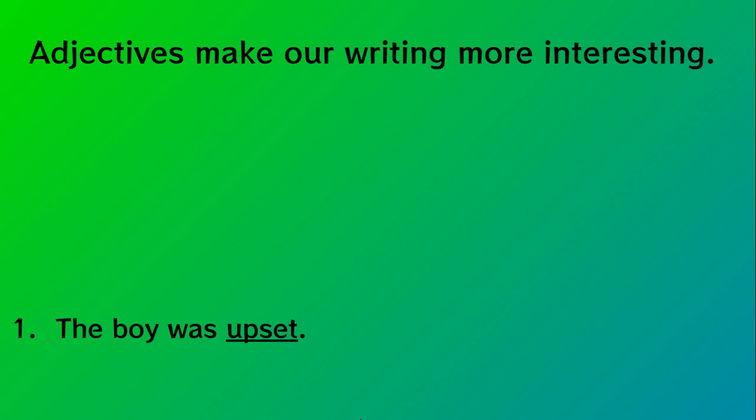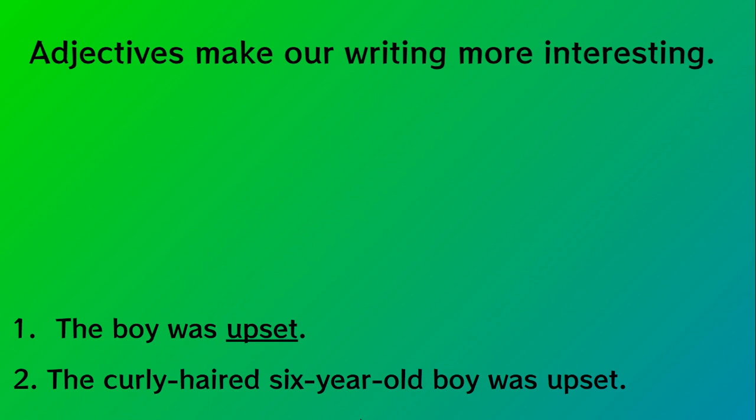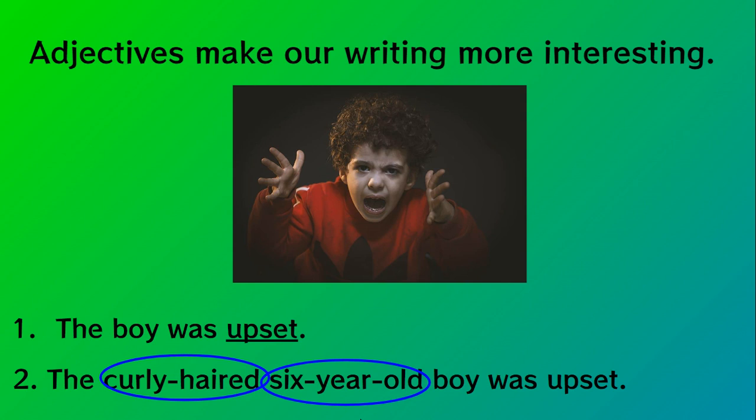What if I added some adjectives and I said, the curly haired 6 year old boy was upset? Now we're still going to be picturing different things, but we should both be picturing curly haired 6 year old boys, right? They should both be close in age to what we're picturing because I gave some more details in the writing. I added some adjectives to describe that boy. So when I show you him, he has curly hair. He looks probably maybe 6 years old.